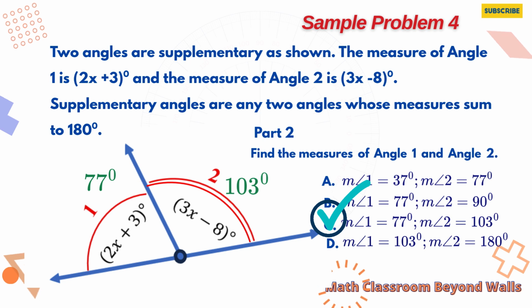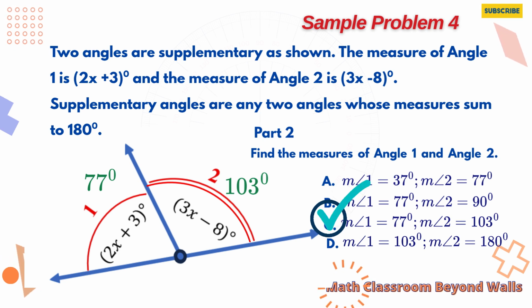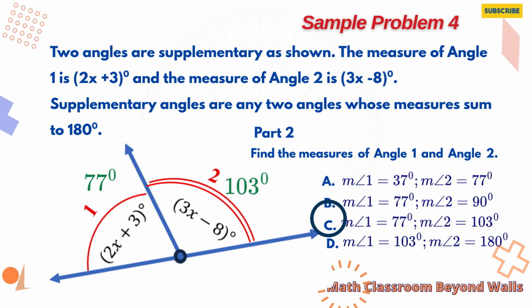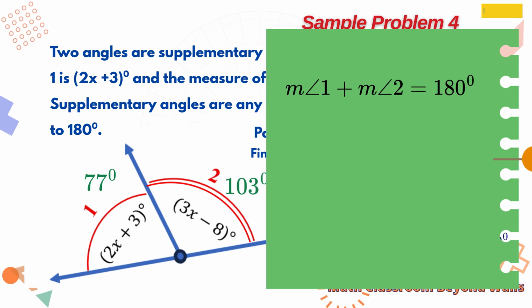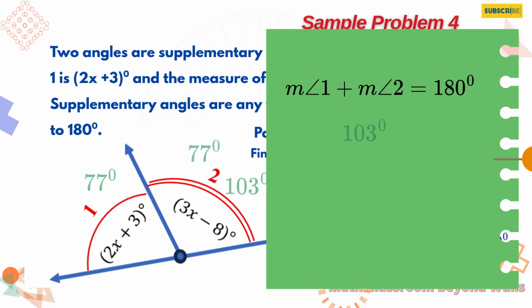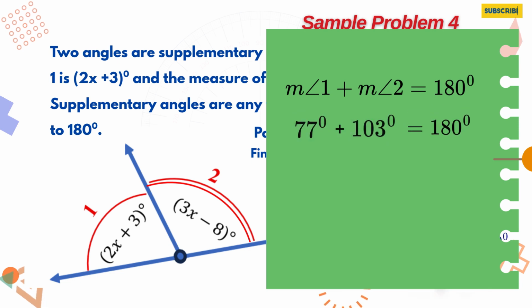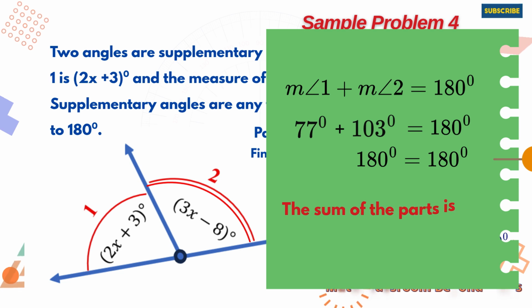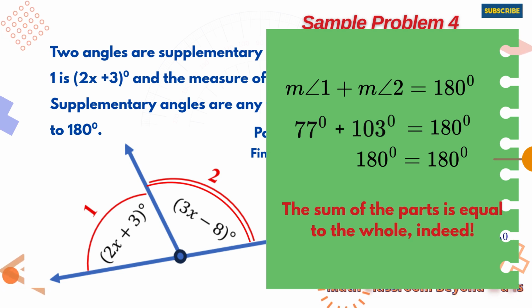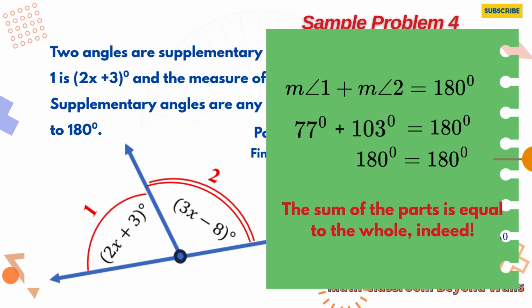We do that by going back to the angle addition postulate, which says that the sum of the parts is equal to the whole. That is, the measure of angle 1 plus the measure of angle 2 is 180 degrees. Plugging in the values obtained for the measure of angle 1 and angle 2, we have adding 77 degrees and 103 degrees gives us 180 degrees. Thus, the sum of the parts is equal to the whole indeed. There you are, learners. That was again easy.